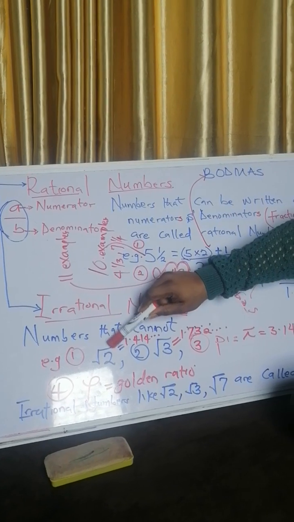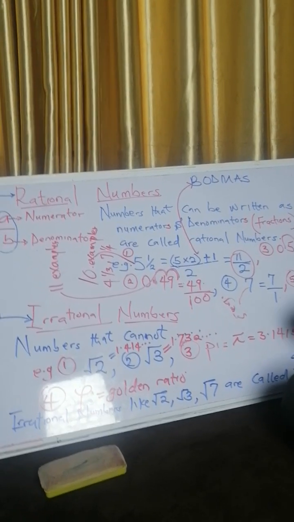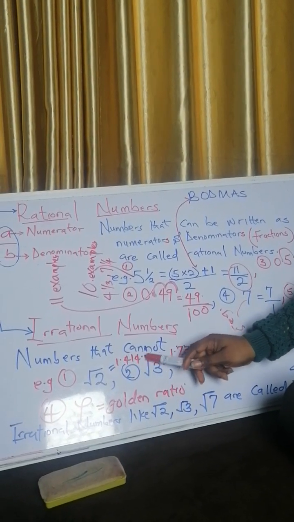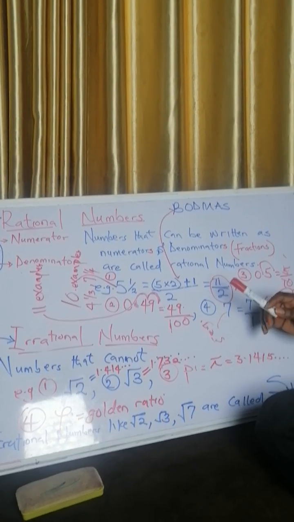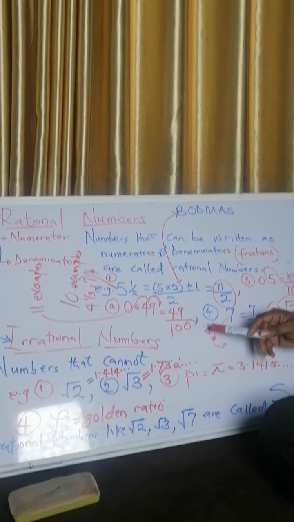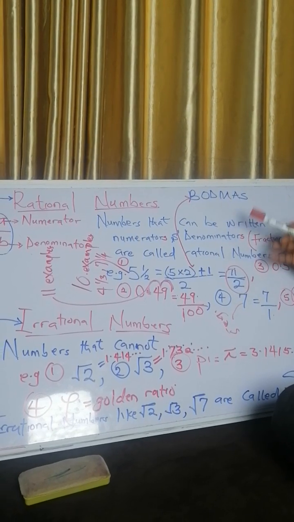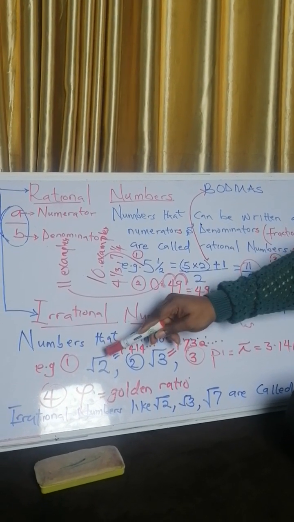First example, square root of 2. If you press your calculator, you see 1.444. You have numbers without repetition. You will have numbers that will come out that will be long. You have a lot of numbers. That is what they call irrational number.